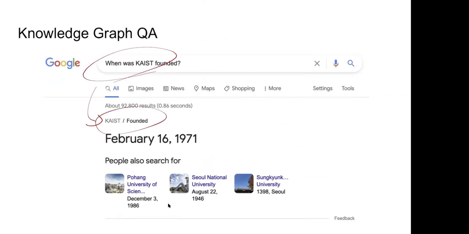And you might think that's really simple. So is it even logical form? But it is logical form because when something is logical form, everything is grounded to that logic space. And here KAIST is firmly grounded to the entity KAIST in the knowledge graph in some database, and founded is a property in that database that this query is also grounded on. So this translation task is definitely a semantic parsing task.